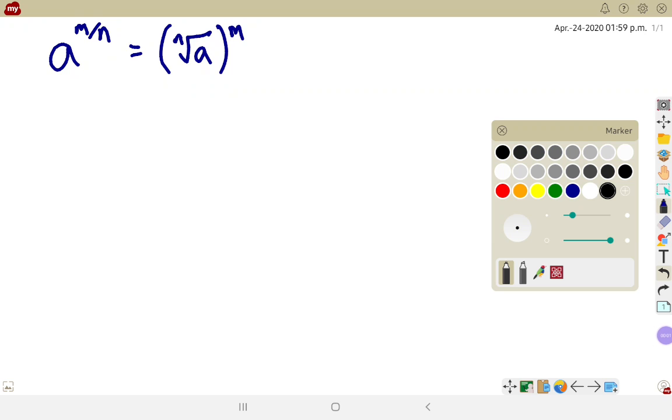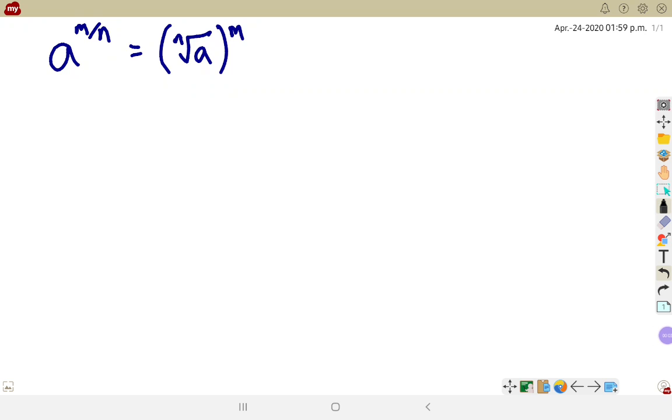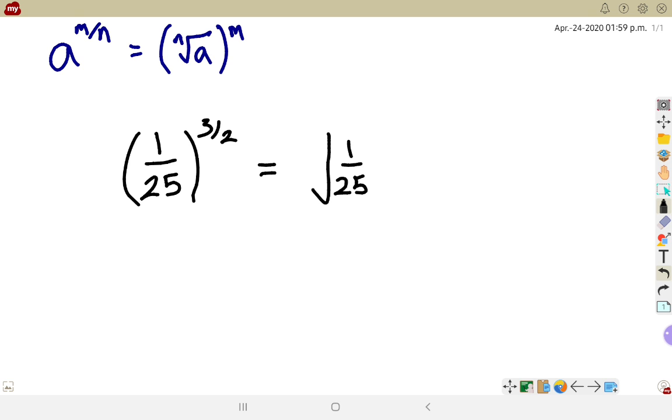Alright, so I'm going to work on solving a few things now that we've introduced these rational exponents. So I'll just work on a couple. So remember, a with an exponent of m over n is equal to the nth root of a to an exponent of m. Okay, so I'll start off with something like if I've got 1 over 25 to an exponent of 3 over 2. So this would be the same thing then as 1 over 25, and I'm going to take the square root of that.